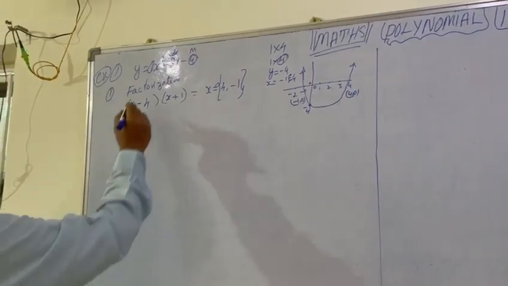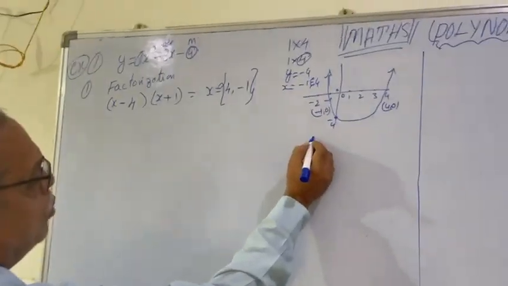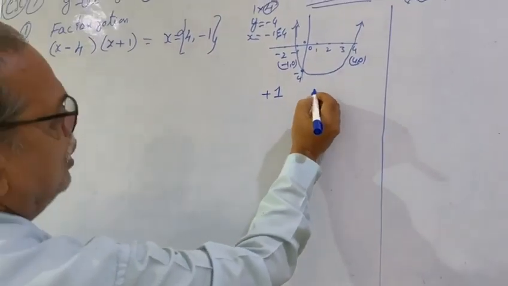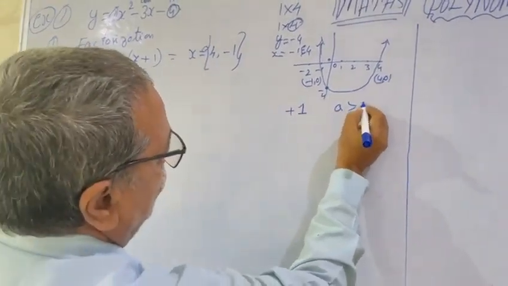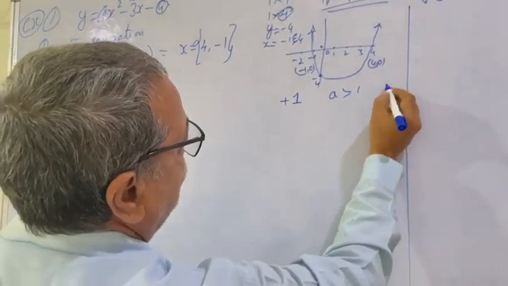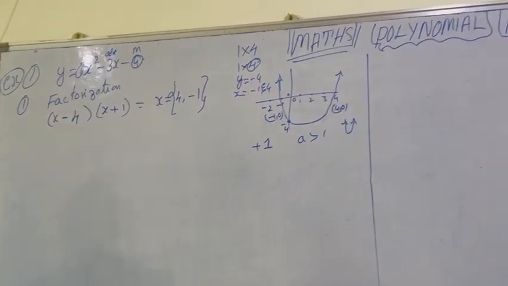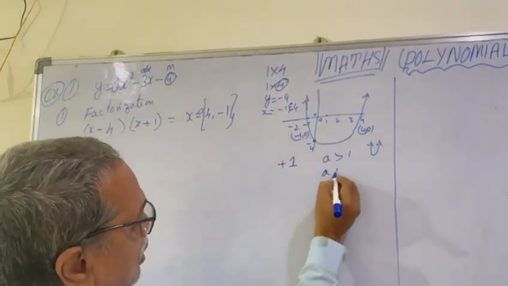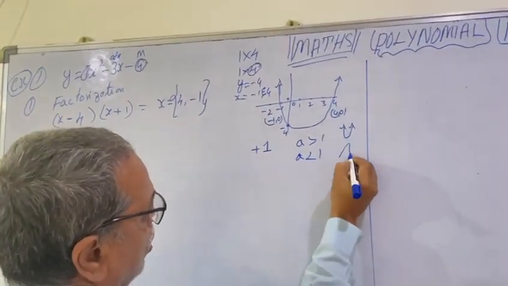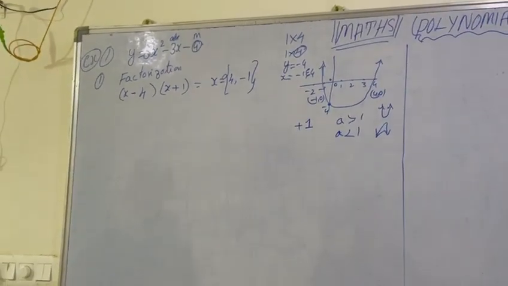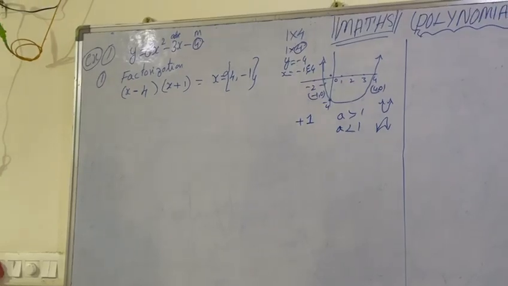Parabola means if the leading coefficient is plus 1, that's why it is a graph of a greater than 0. A greater than 0 means the graph opens upward. A less than 0 means downward. You will have to remember these 3 points for drawing a neat diagram.